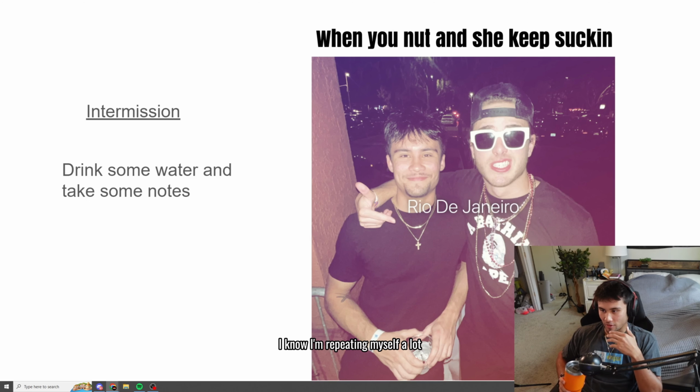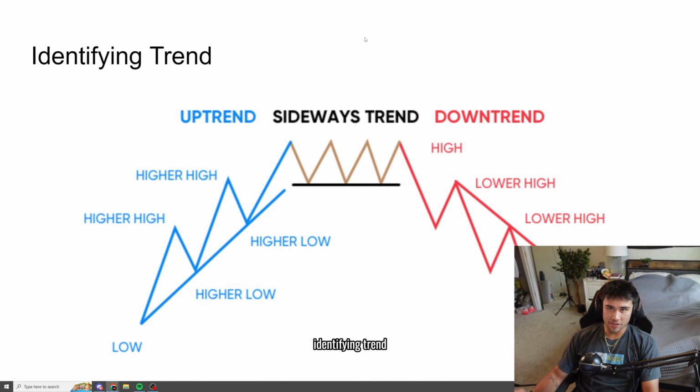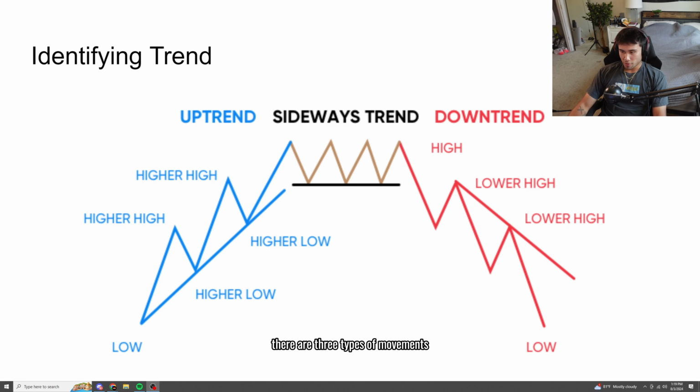I know I'm repeating myself a lot, and I'm trying to just make this as simple and as easy to understand as possible. Anyway, next slide. Identifying trend. Now, trend is another part of price action besides candle. There are 3 types of movements: uptrend, a sideways trend, aka consolidation, or a downtrend.